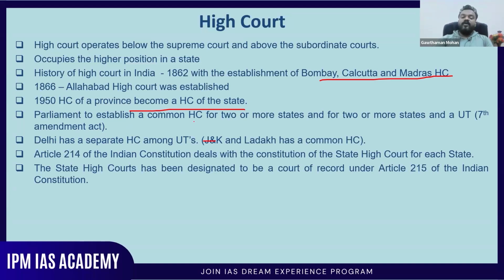Parliament can establish a common high court for two or more states, and for two or more states and union territories. It is actually based on the 7th Amendment. Delhi has a separate high court among union territories, and Jammu and Kashmir and Ladakh have a common high court. Article 214 of the Indian Constitution deals with the constitution of a state high court for each state. State high courts are designated to be courts of record under Article 215 of the Indian Constitution. Very important.